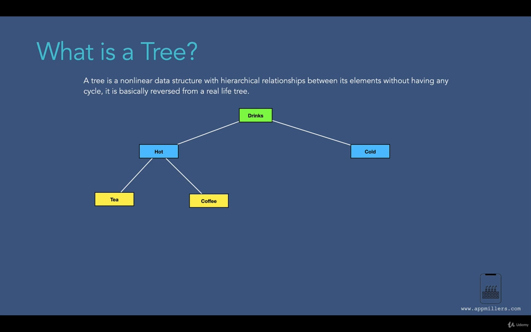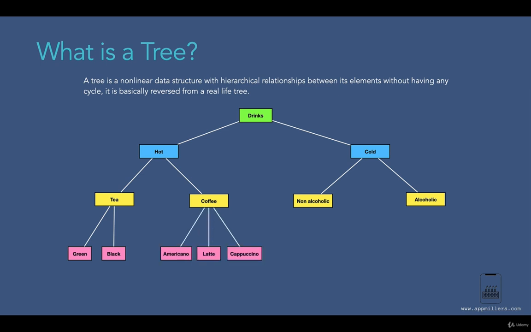On the other hand, if I want to order cold drinks, here also we have two types of cold drinks, non-alcoholic drinks and alcoholic drinks. Now if I go one step further and want to order, for example, tea, here also we have two types of tea. So we can order black tea or green tea. If I want to order coffee, in the menu we have three types of coffee: Americano, latte and cappuccino.